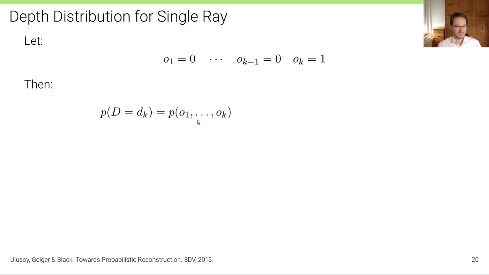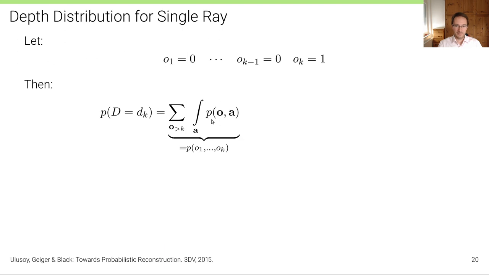Now, this expression here is a marginal distribution with respect to all the distribution over all the voxels and appearance variables along the ray, right? Because this is a distribution over only the first k occupancy variables, and it doesn't even consider the appearance variables. So we can write this in terms of a marginal distribution where we sum over all the O's with an index larger than k, and all of the appearance variables. And because the appearance variables are real numbers, we have to integrate.